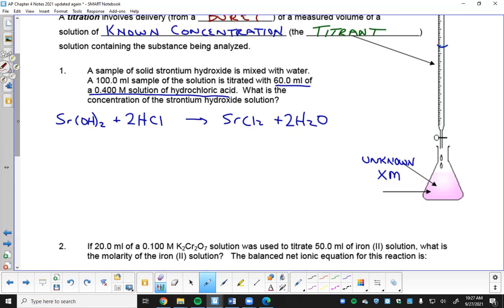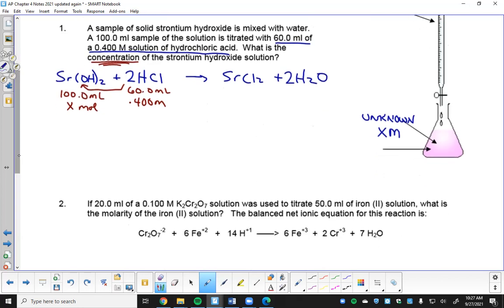And then we know what we know, so HCl is a 0.400 molar solution. We know everything about the HCl. What we don't know is about the strontium hydroxide. We know we have 100 mL of it. We want to know the molarity, the concentration. And to do that, I'm looking for the moles. If I know moles and milliliters, I can get moles per liter and get the molarity that way. So it's ready to be solved. It's just another stoichiometry, solution stoichiometry kind of thing.